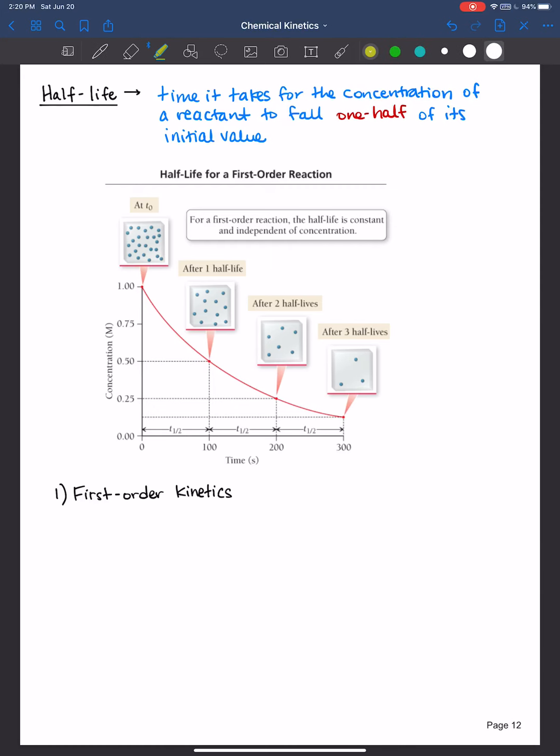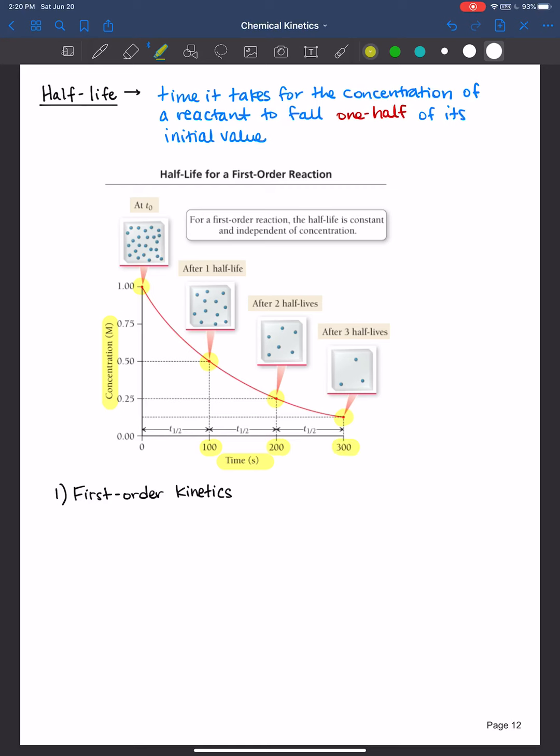All right, so you can see here in this graph we have concentration versus time, and this was the initial concentration of our species. When half of it has disappeared, it has taken 100 seconds for the sample. After two half-lives, 200 seconds have elapsed, and after 3 half-lives, it has taken 300 seconds.